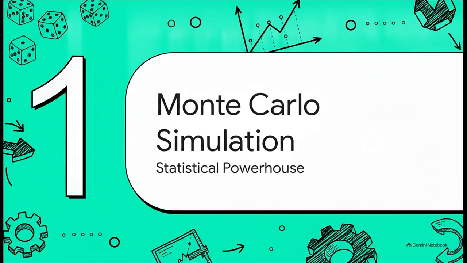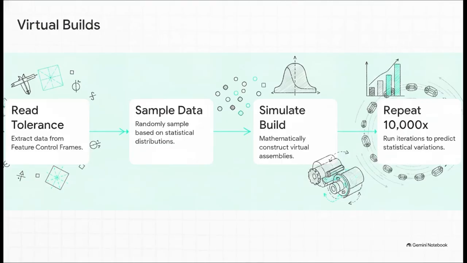Section 1. Enter Monte Carlo simulation. Let's see how this statistical powerhouse actually works. So, at its core, the Monte Carlo simulation is a tool that rapid-fires randomly sampled virtual builds. Here's how it plays out in 4 simple steps. Step 1, the software reads the tolerances you've applied to your CAD models. Step 2, it randomly samples dimensions from within each part's tolerance range based on assumed statistical distributions, like a classic normal bell curve. Step 3, it mathematically simulates a virtual build of those specific, slightly imperfect parts. And step 4, it repeats this entire process 10,000 times, or even more, in literally a matter of seconds.